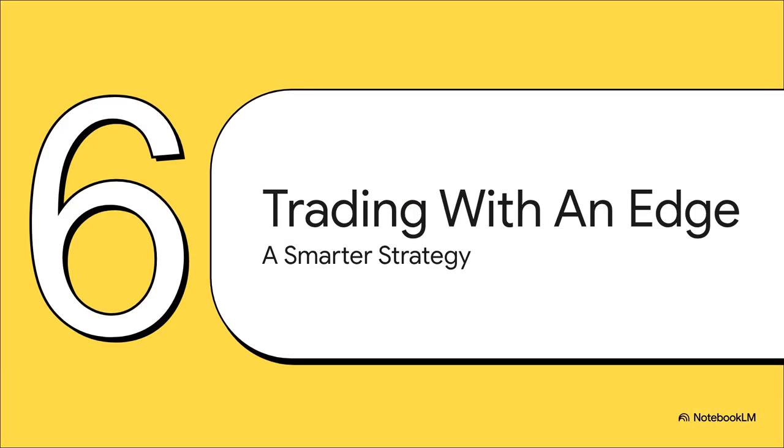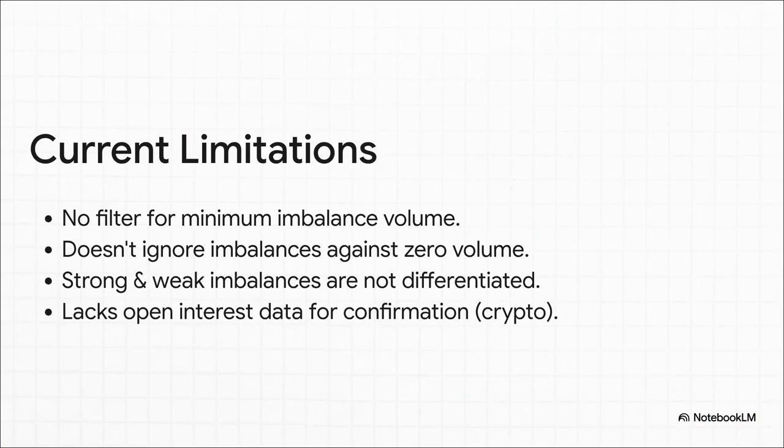So let's put this all together. How do we take this nuanced understanding of the market and turn it into a practical strategy that can actually give us a genuine edge? Well, first, we have to be realistic about the tool's current limitations, at least on TradingView. Right now, you can't filter out the tiny, meaningless imbalances. It also doesn't ignore imbalances against zero volume, which isn't very helpful. Plus, for crypto traders, it lacks open interest data, which would help you confirm if the volume is from new positions. Because of these limitations, using a purely mechanical if this, then that approach is a really bad idea.